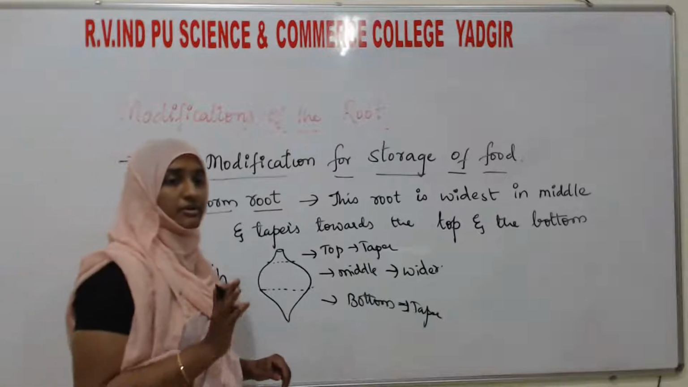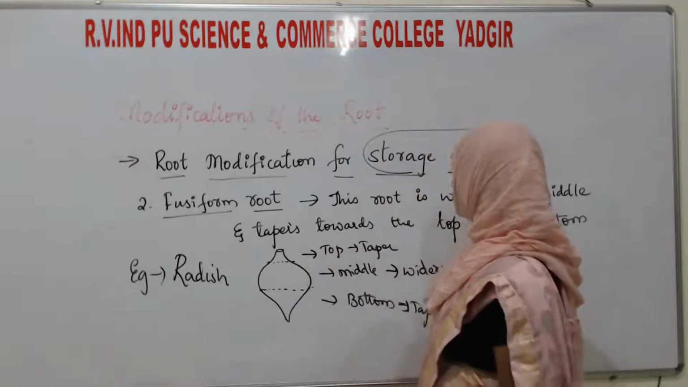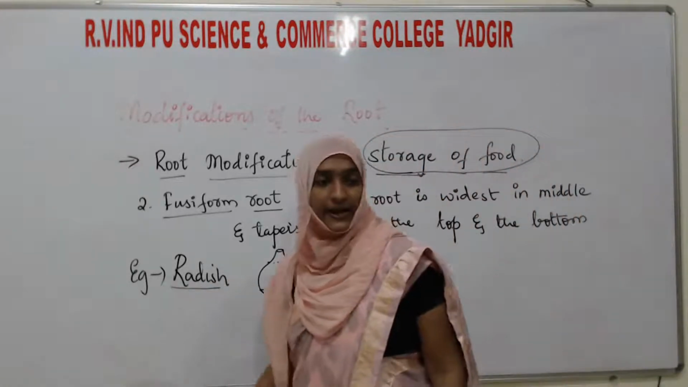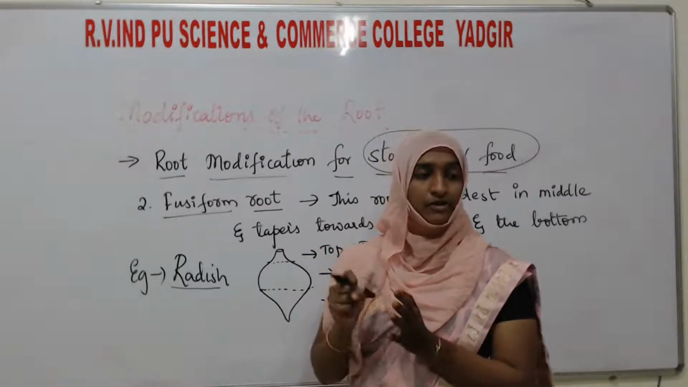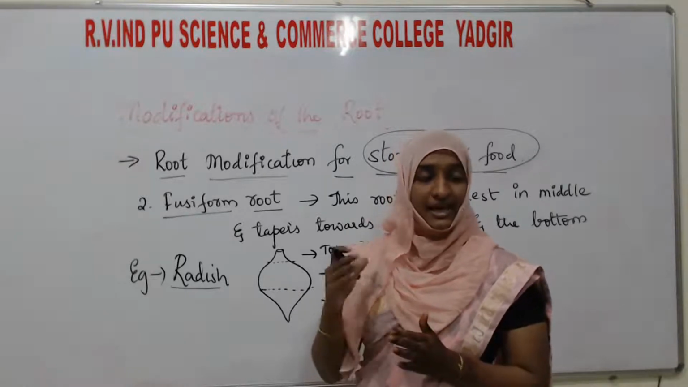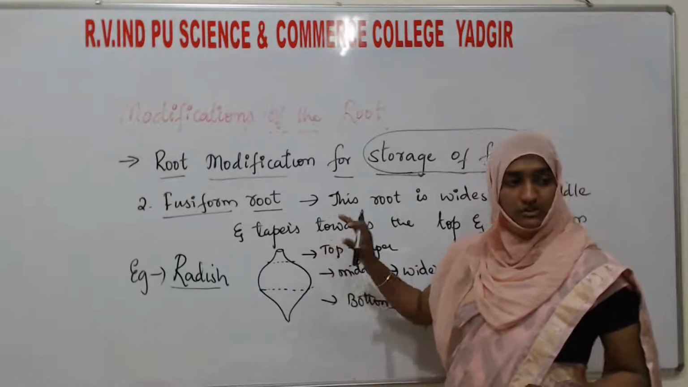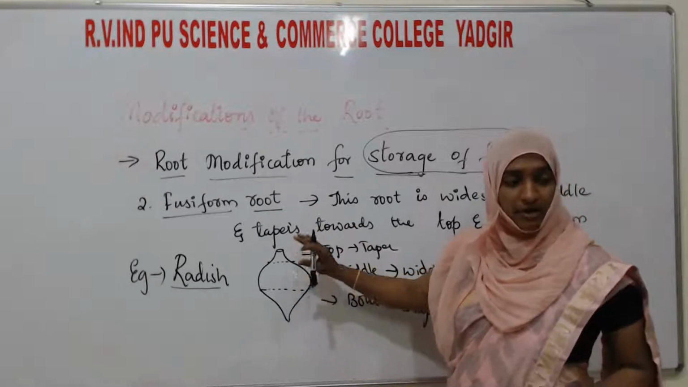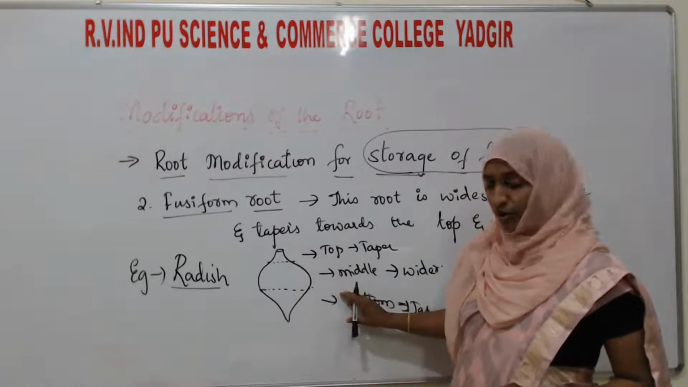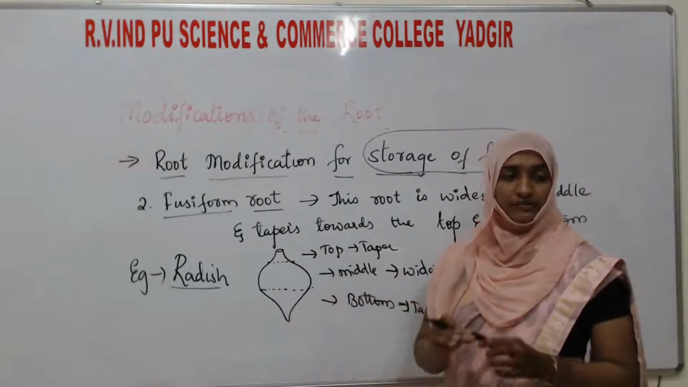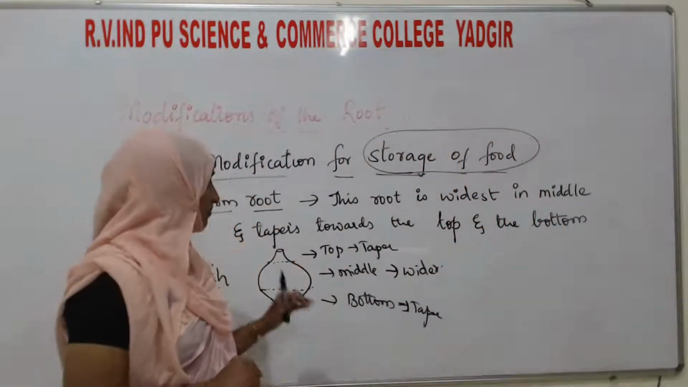First of all, what do you mean by fusiform? It means the root which is modified for storage of food. As you are going to eat the radish, which is one of the vegetables here, except for the absorption of water, minerals, nutrients, this radish is also meant for storage. We call it fusiform according to the shape. In the middle it is the broader part, and in the top and the bottom it is somewhat pointed or tapered. Okay, that is about the fusiform root.